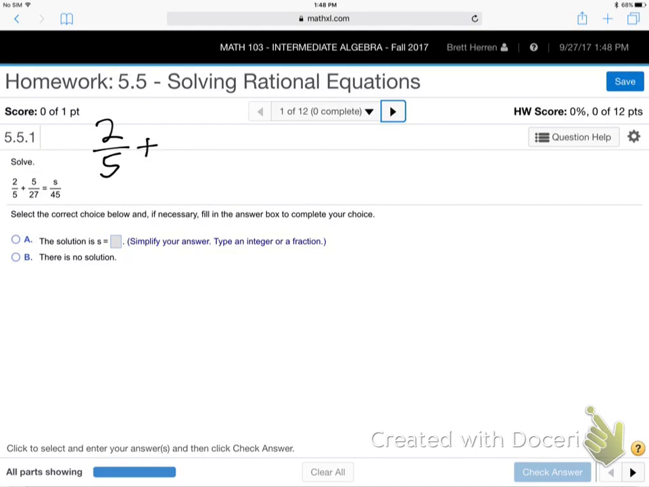2/5 plus 5/27. See, that's an S. I'm going to make it an X because my S's look like 5s. This is an S right here. X, I'll just make it X over 45. Okay.